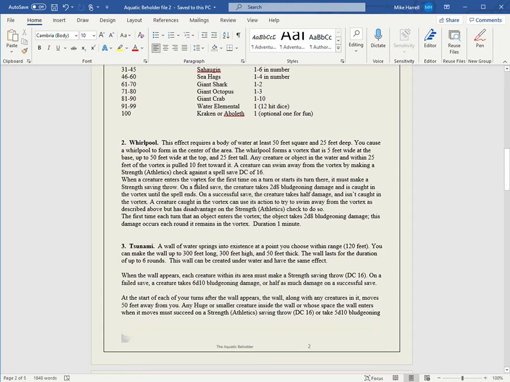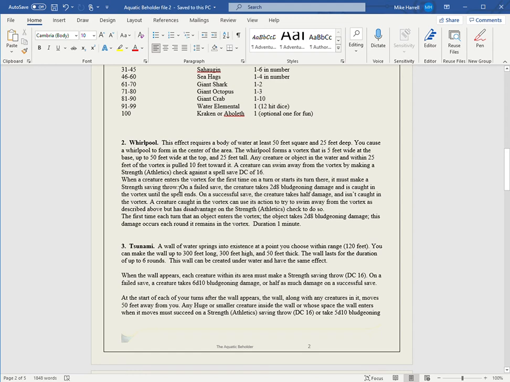What will another eyestalk do? This one has a spell called Whirlpool. This effect requires a body of water at least 50 feet square and 25 feet deep. You can cause a whirlpool to form in the center of the area. The whirlpool forms a vortex that is 5 feet wide at the base, up to 50 feet wide at the top, and 25 feet tall. Any creature or object in the water and within 25 feet of the vortex is pulled 10 feet toward it. A creature can swim away from the vortex by making a Strength (Athletics) check against a spell save DC of 16.